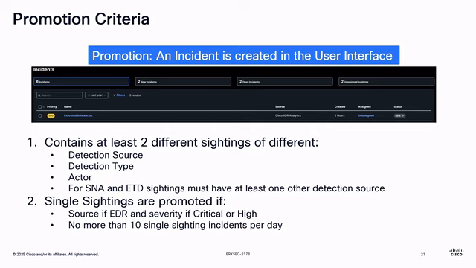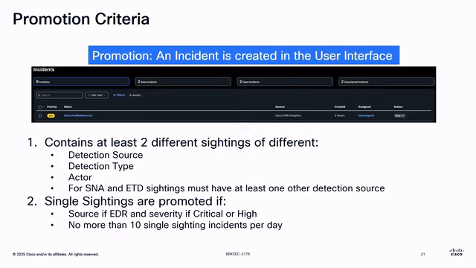The primary rule that we had on XDR analytics for quite some time is it contains at least 2 different sightings of different detection sorts, detection type, different actor. SNA and ETD has a special bullet there, and I'm going to revisit that in a second. But the second thing that we've done is we've actually created, beginning October 23rd, 2024, single sighting incidents. Single sighting incidents are created if the source is an endpoint detection and response product, and the severity of that sighting is critical or high.